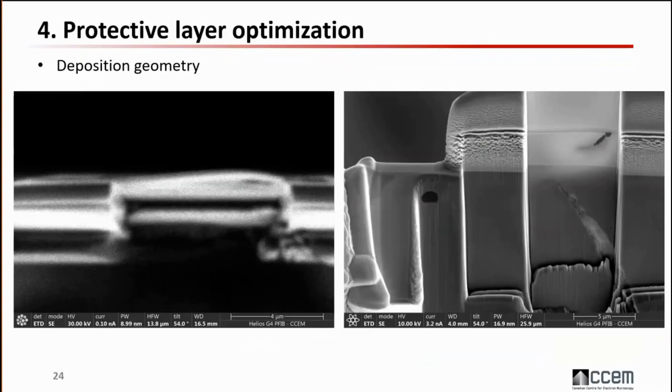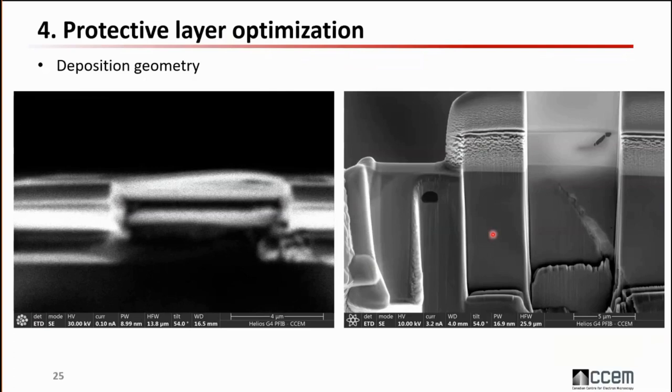Since we have access to carbon, platinum, and tungsten, and also the mixture of carbon-platinum and carbon-tungsten, we need to think about which deposition we should put on your sample for your experiment.